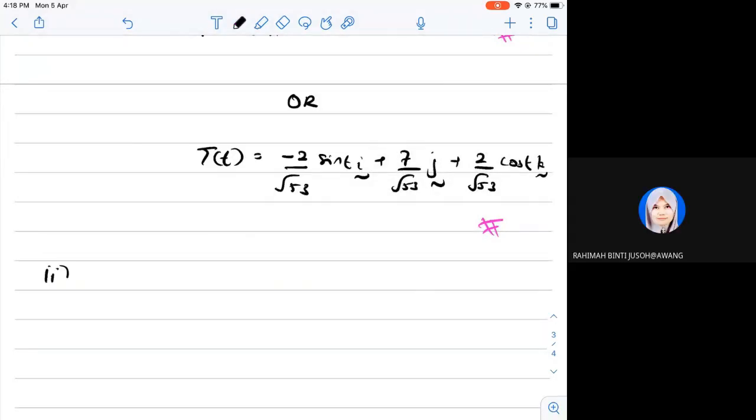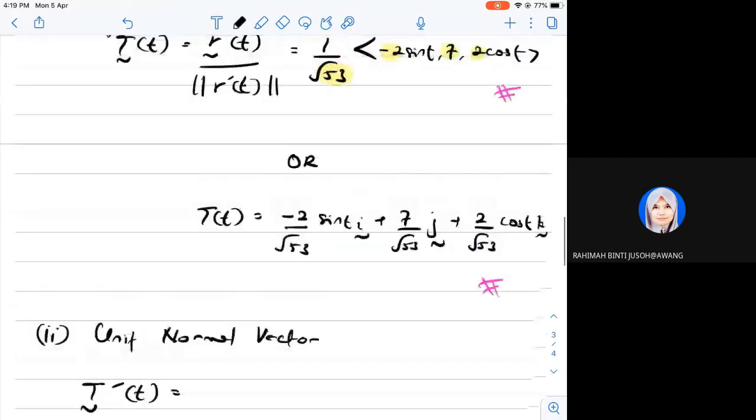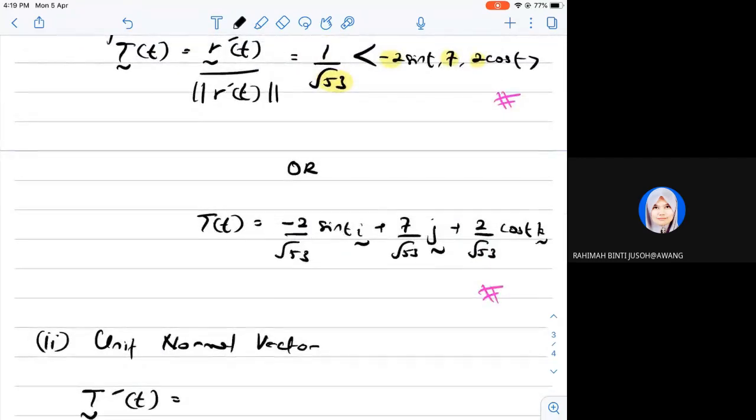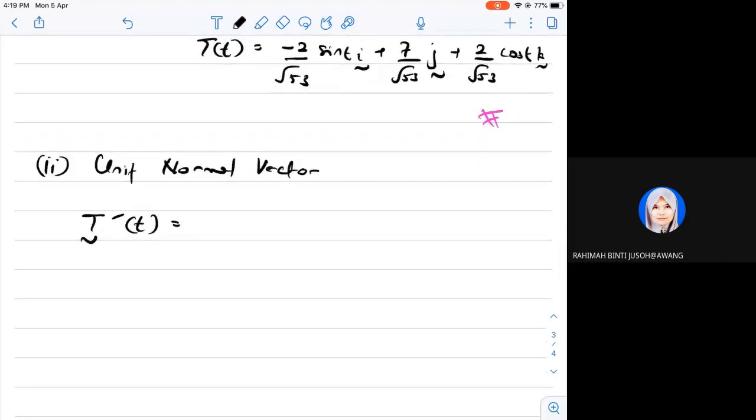Yes. Okay, very good. Next is unit normal vector. So what you should do now is differentiate your T, so you can differentiate your unit tangent vector T prime of t. Let's say I'm going to use the first notation. So 1 over square root 53 is just a constant.